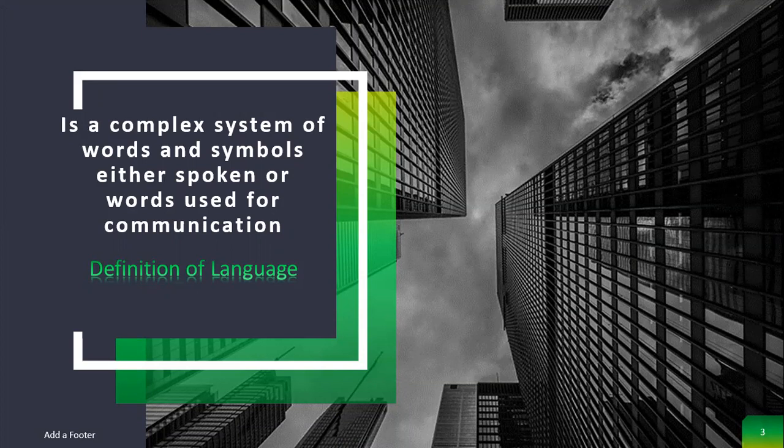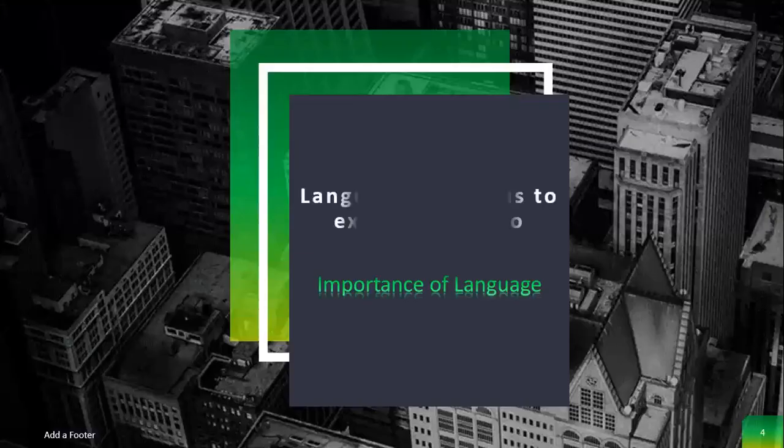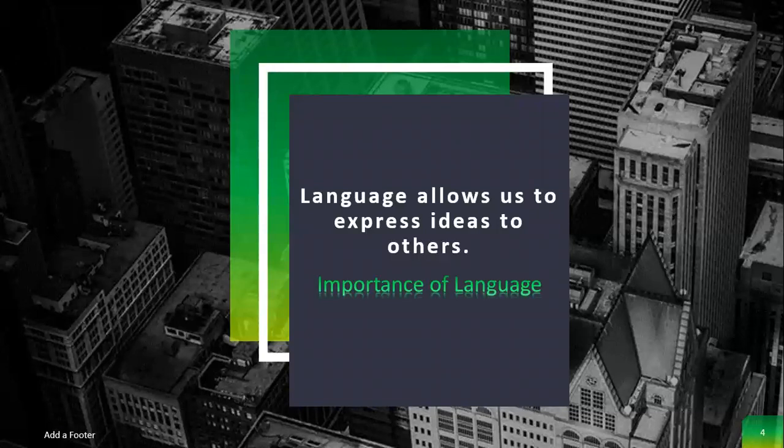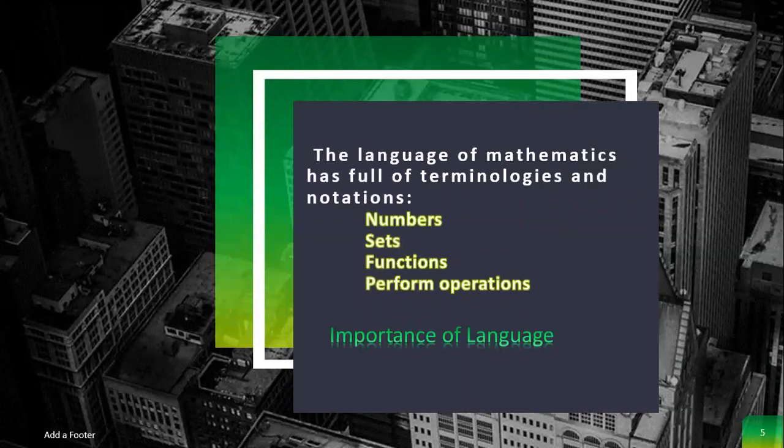When we say conventional symbol, it is a symbol that has widely accepted interpretations, like conventionalized signs, sounds, gestures, or marks having understood meanings. Language allows us to express ideas to others. It is used to inform others, to ask them to do certain things, or to express feelings, moods, ideas, information, and some experiences. Now, mathematics is full of terminologies and notations.